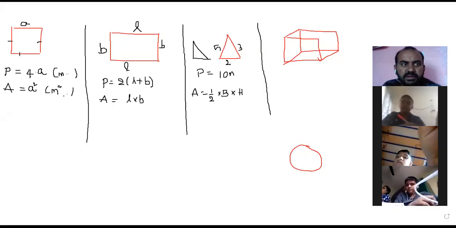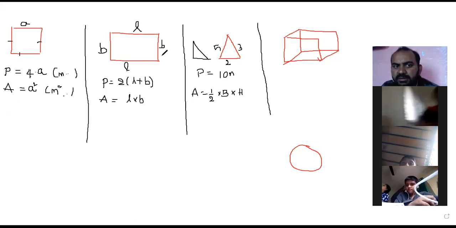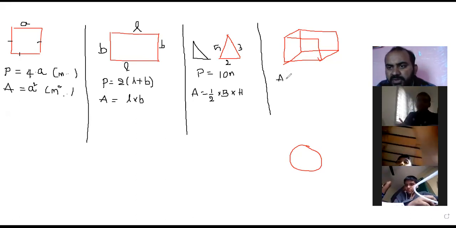Yes, see the formulas of the sessions. One is square, rectangle, and triangle. Next one is a cuboid. Now coming to the cuboid, what is the area? For the cuboid, they will ask the formula. What is the area of the cuboid?